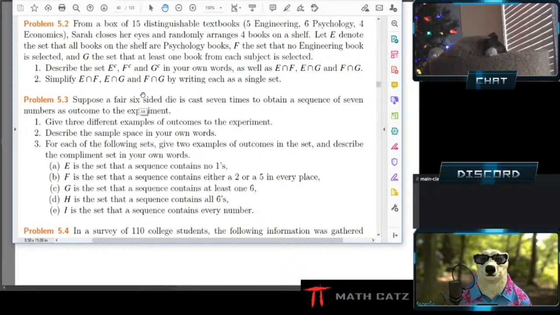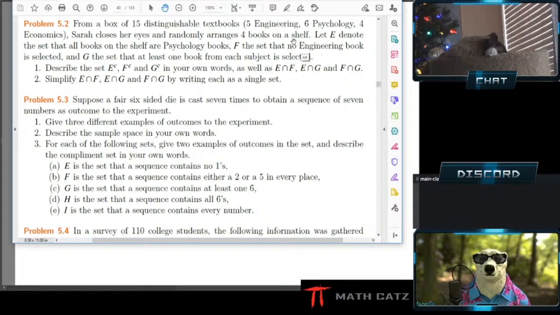Let's read this together first, and then discuss it in our remaining few minutes. From a box of 15 distinguishable textbooks. They're all different. They have different titles. I can tell them apart. There are 5 engineering books, 6 psychology books, 4 economics books. Sarah closes her eyes and randomly arranges 4 books on a shelf.